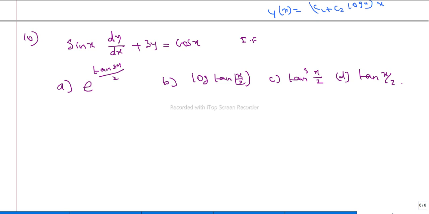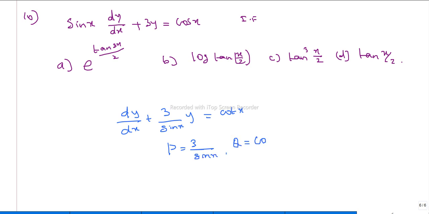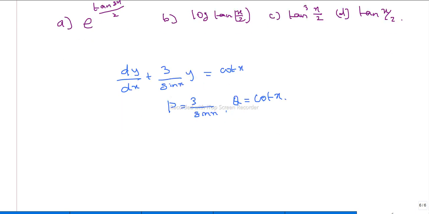So how to find this one? You have to write it in the standard form of a first order differential equation. Therefore, divide by sin x on both sides. So we will get dy by dx plus 3 by sin x into y equals cos x by sin x, that is cot x. Now what is p? 3 by sin x. What is q? Cot x.